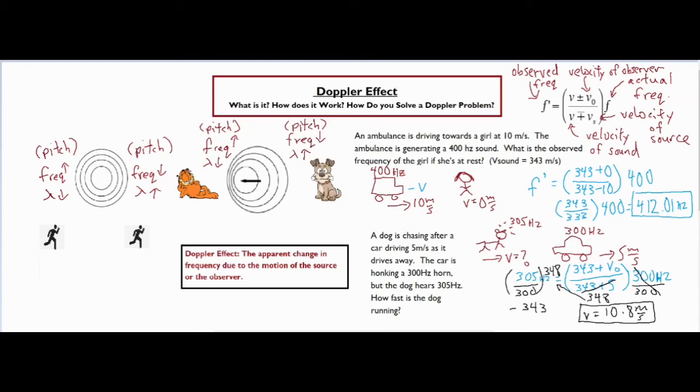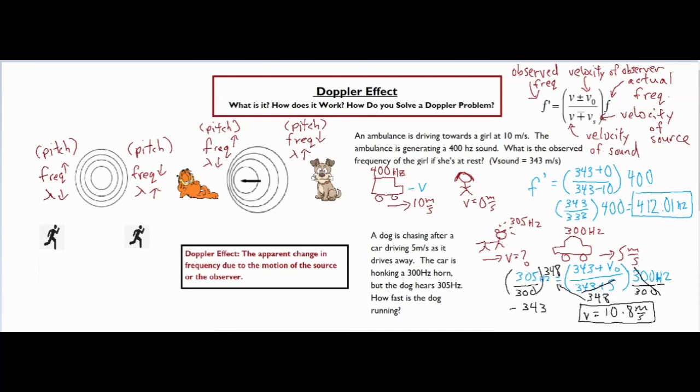All right, for this problem, I had to do 3 mathematical steps to get my final answer. So what I did is I divided both sides by 300 to cancel out this 300. And then I took this 348 in the denominator and I cross multiplied it up and over. So I have this fraction over here, 305 over 300 times 348. And then I was just left with 343 plus my VO. So I subtracted the 343 from both sides and I came up with 10.8 meters per second.